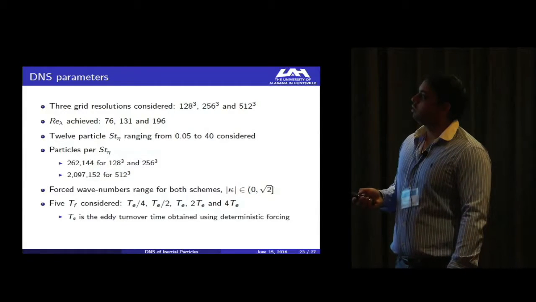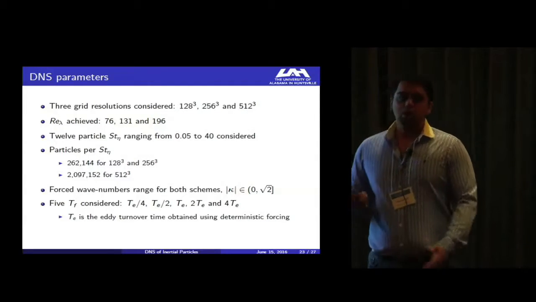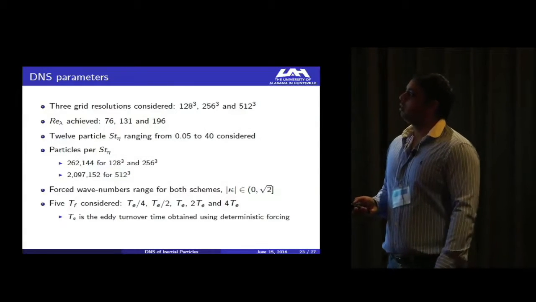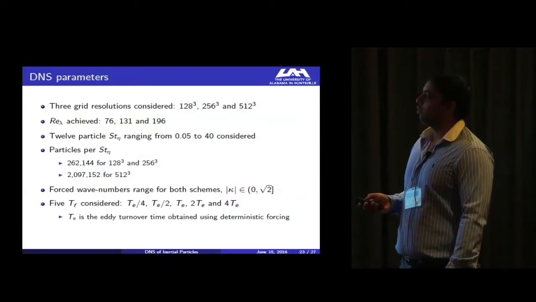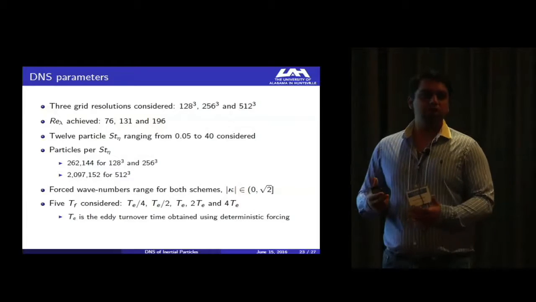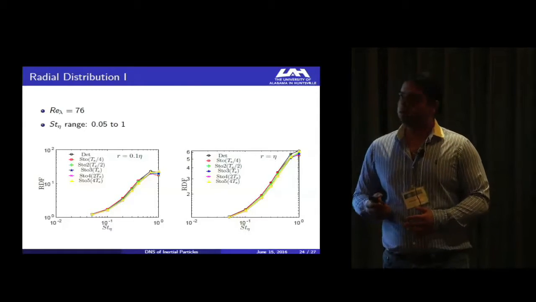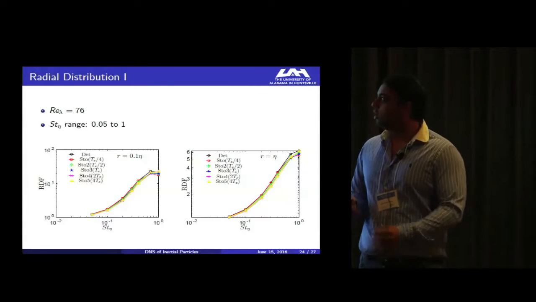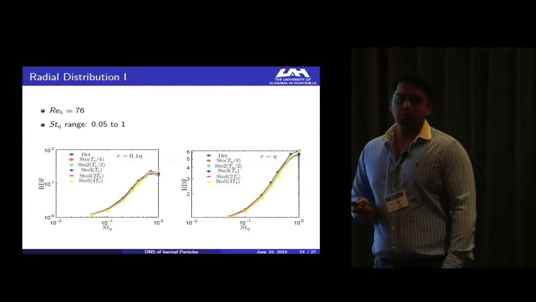The number of particles for different grid resolutions varies from 262,000 to 2 million particles per Stokes number for the 512 grid simulations. In our study, we are considering 5 different forcing timescales, which range from T_E/4 to 4 T_E, where T_E is the large eddy turnover time obtained from our deterministic run. Now let me show you some preliminary results. We have only been able to do post-processing of the 128 cube so far, and the 256 and 512 are still going on.